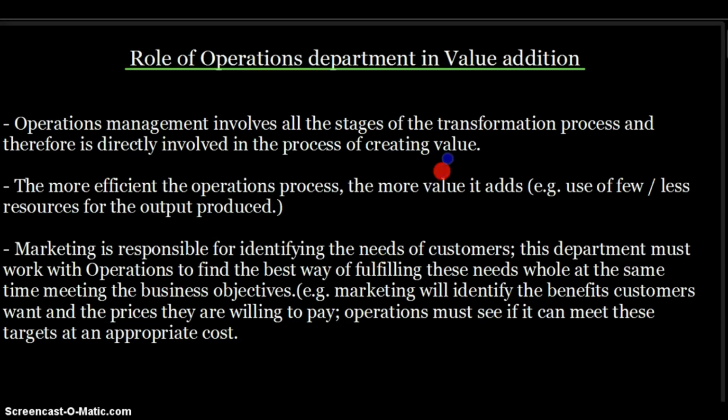Marketing, we have also discussed, is a vital part of value addition. Now, how are marketing and operations related? Marketing is responsible for identifying the needs of customers. This department must work with operations to find the best way of fulfilling these needs while at the same time meeting the business objectives. Marketing identifies the needs of customers, and operations works out the best production method possible to fulfill these needs while meeting the business objectives. Marketing will identify the benefits customers want and the prices they are willing to pay. Operations must see if it can meet those targets at an appropriate cost.